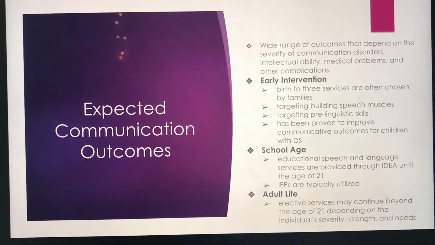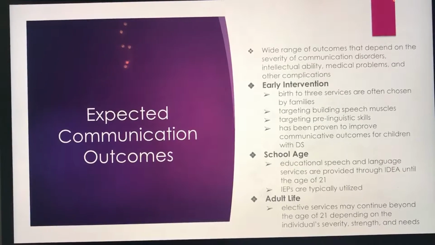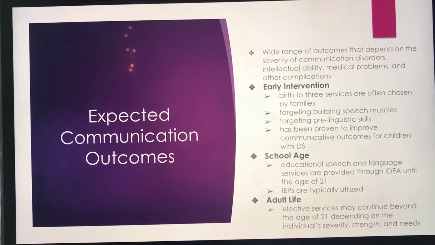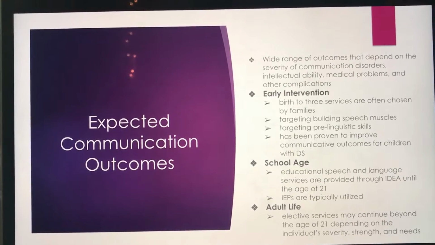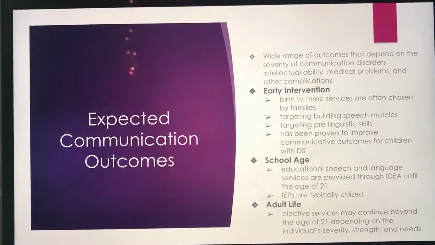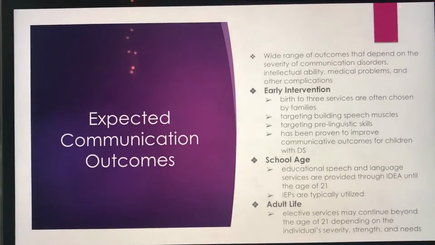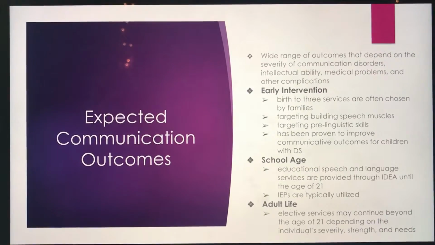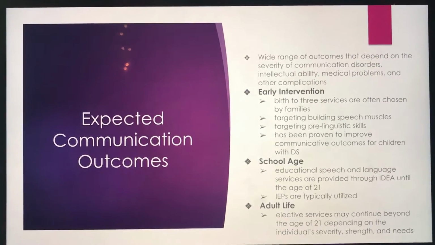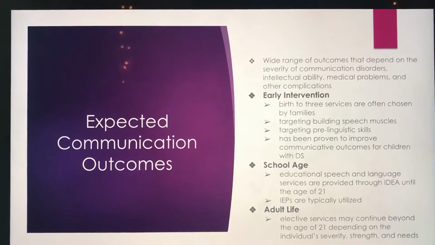School age interventions often are accompanied through an IEP, which is also through IDEA. Since children with Down syndrome fall within the population that can be covered by IDEA, they can receive school services through the age of 21. And the IEPs also are implemented with the family and client in mind, and the therapies and the treatment targets that they're looking to receive through the IEP.